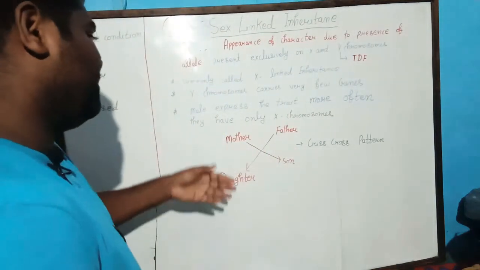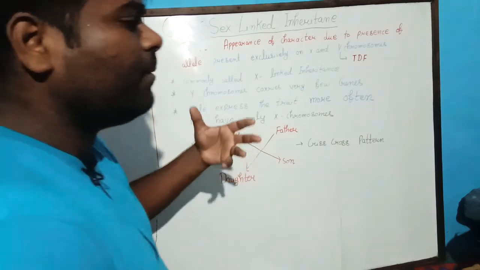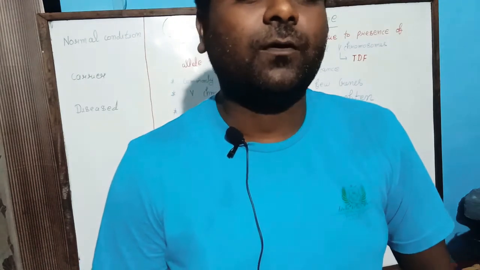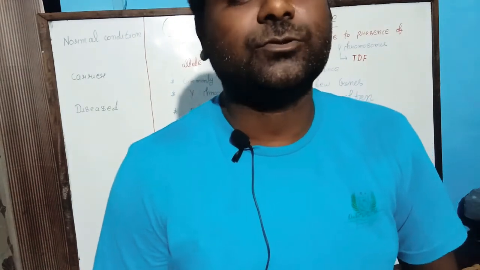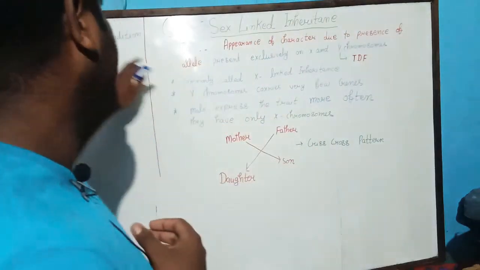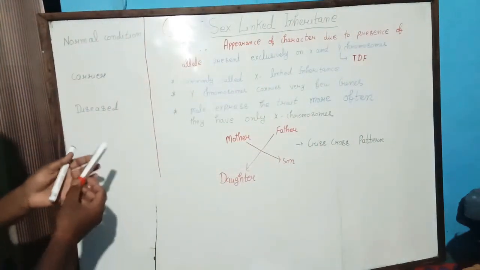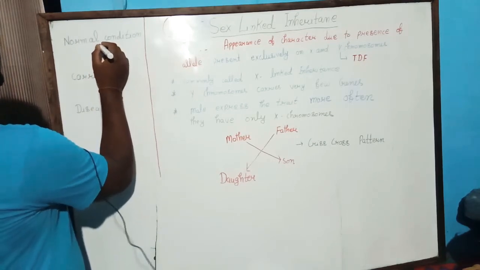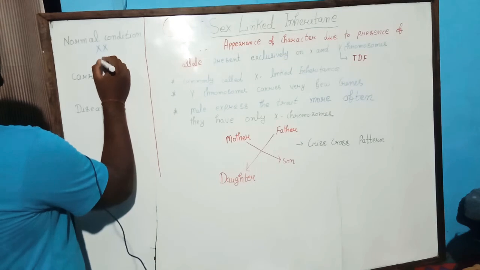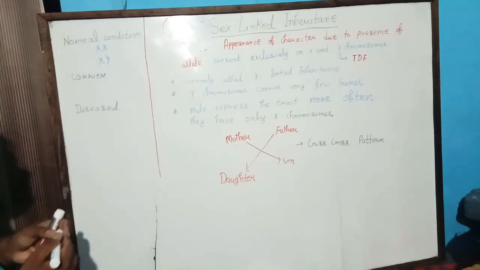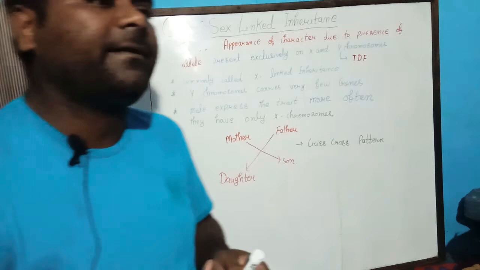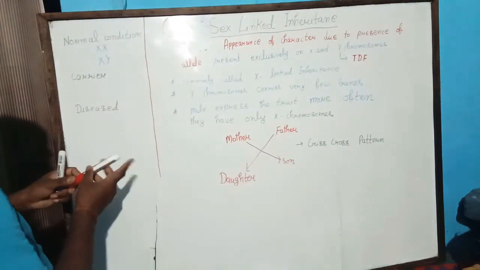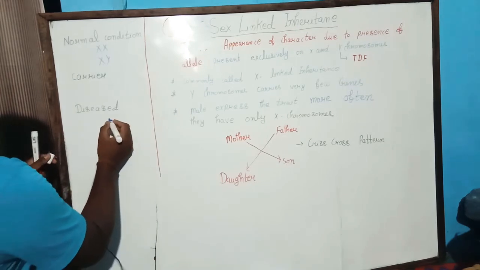And why do they have so much expression of the diseased character? Because all the males have only one X chromosome. So let's come to this concept. What should be the normal condition? When we take the normal condition, see this one. This is the normal condition. Male and female, when they are not carrying any kind of defective genes, they are normal. And what is the diseased condition? When they carry defective genes.